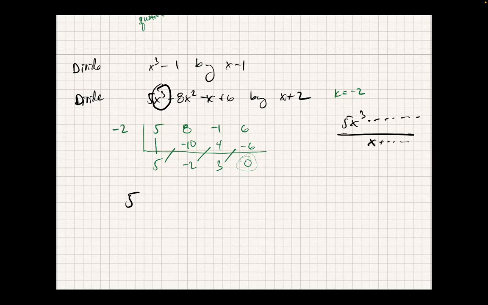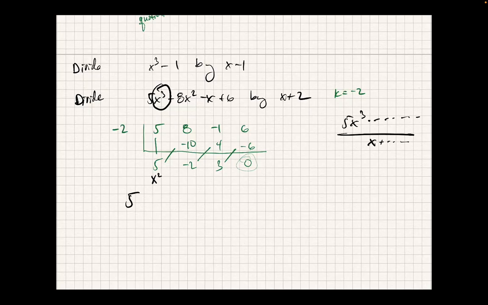What kind of answer does it give you? Which degree polynomial does it give you? It gives you x squared. So I recommend you do this. Look at this. Add that one extra step. Because you started off with an x cubed, to me it's very clear to see that this 5 corresponds to the x cubed. This 8 corresponds to the x squared. This minus 1 corresponds to the x, and this 6 is my constant term.